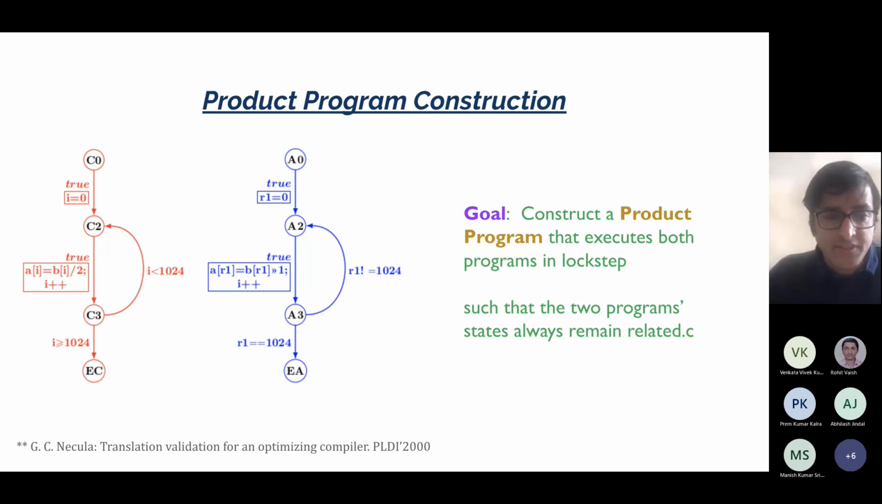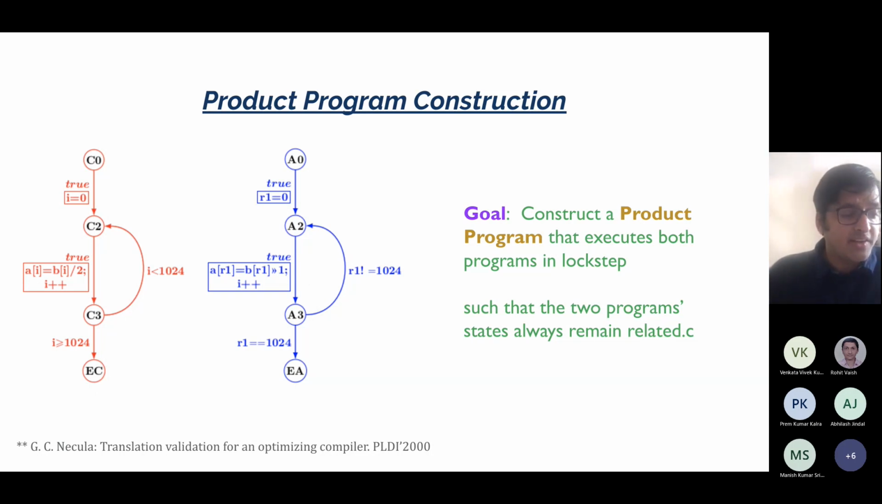So given two CFGs for a pair of programs like the one that I showed you, assembly and C, we are interested in identifying a lockstep execution. We will identify this lockstep execution automatically through the incremental construction of a product program. So I'm defining a term called product program that executes both programs in lockstep. For example, in the product program, I'll say first execute one iteration of the C program, then execute one iteration of the assembly program.